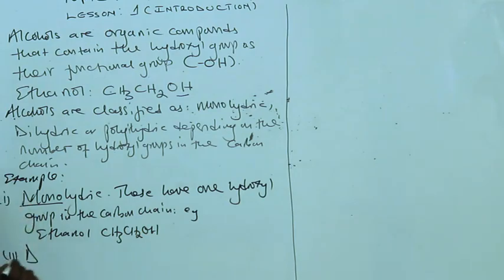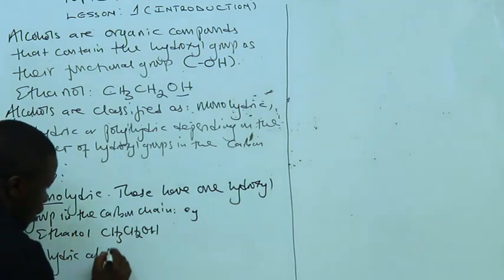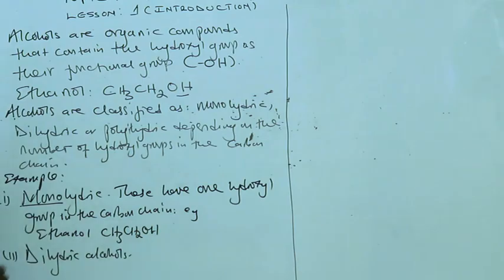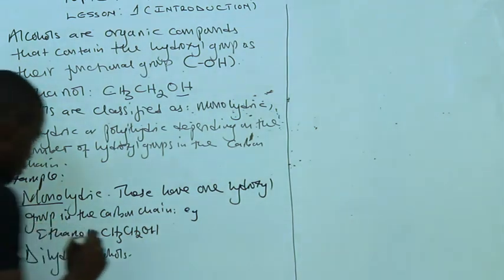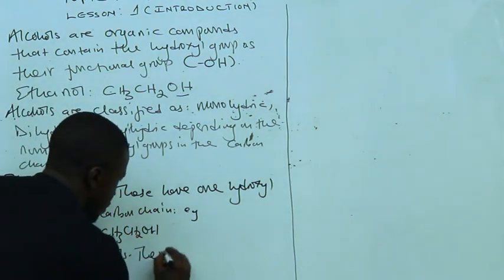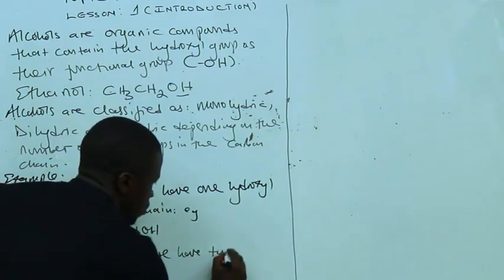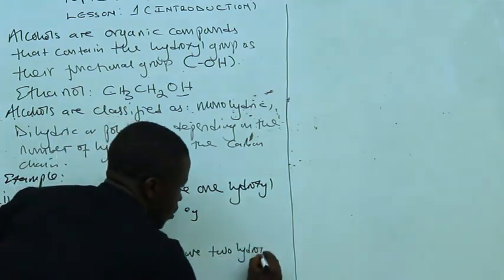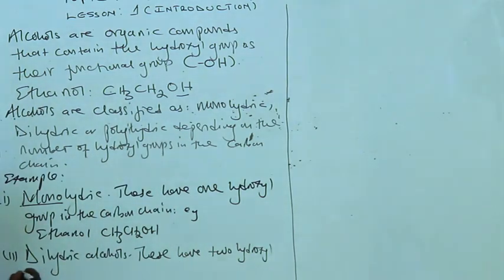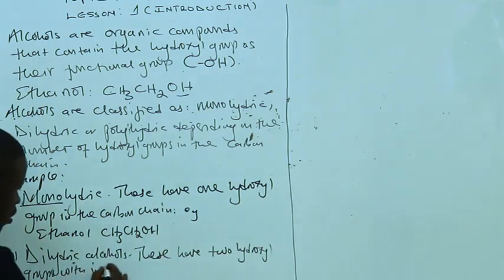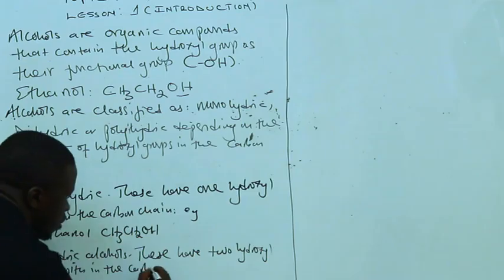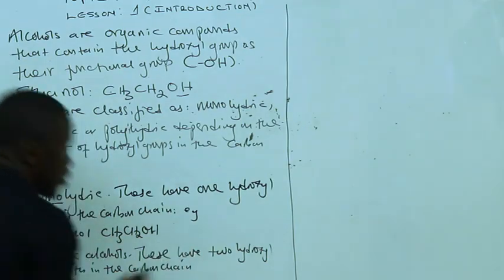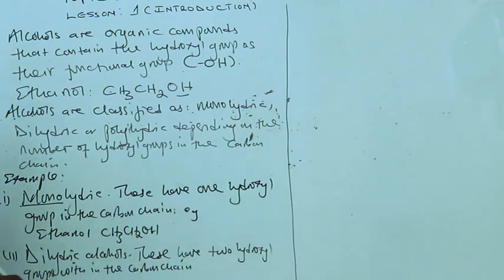This is category 1. Category 2 is dihydric alcohols. Now, if monohydric means they have one hydroxyl group, then dihydric they have two hydroxyl groups. So these have two hydroxyl groups within the carbon chain.